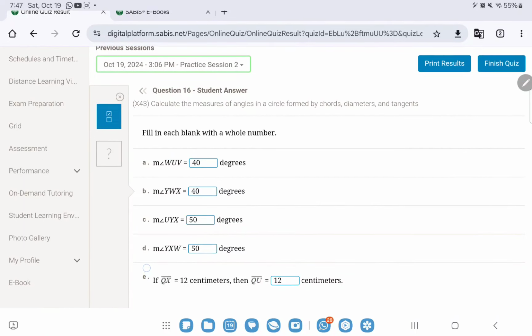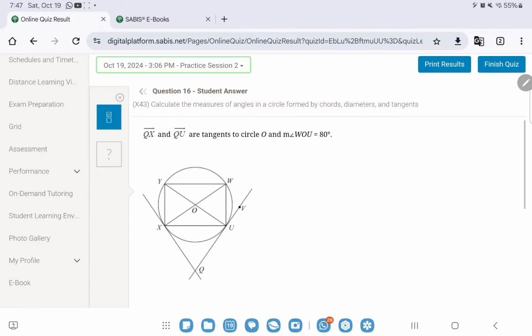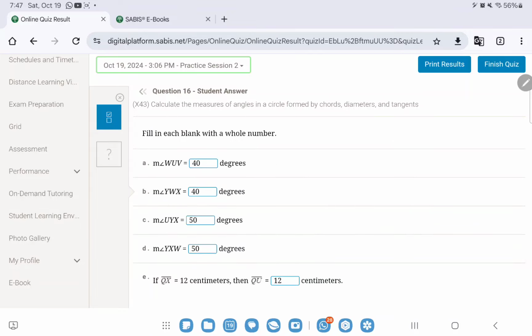Now if OX is 12, then QU is OX and QU. We know that tangents intersecting a circle from the same point are congruent. So if this is 12, then this is also 12 centimeters.